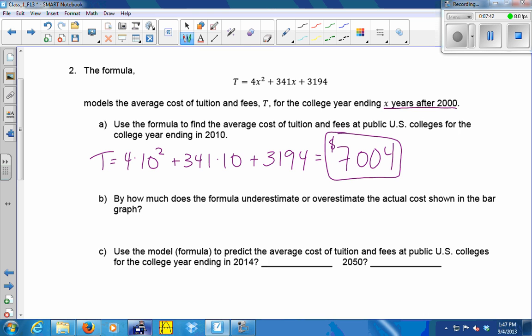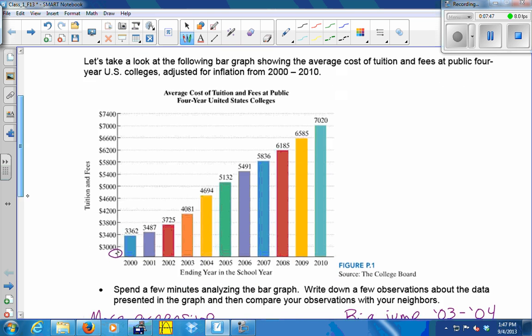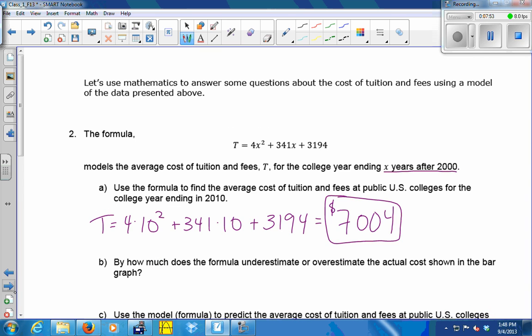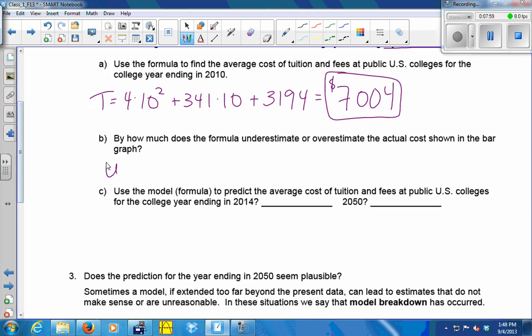So let's go back and see what the actual tuition was in 2010 based on this graph. What was it? 7,020. So that's a really good estimate. We're only off by $16. So this is an underestimate because it's a little lower than the actual, but it's close.